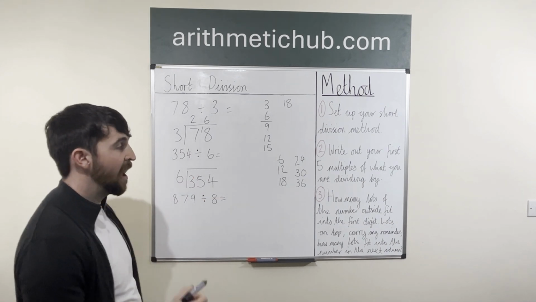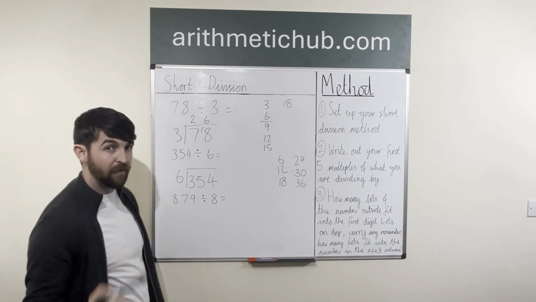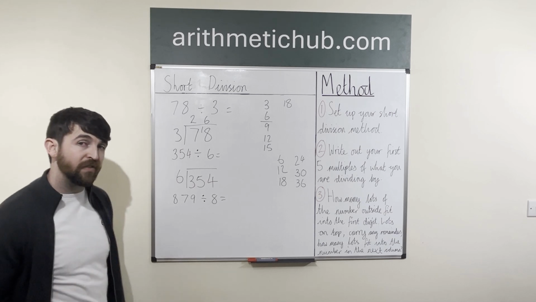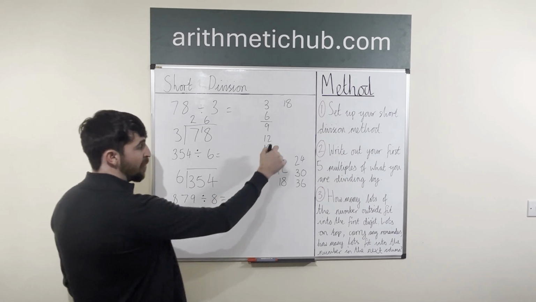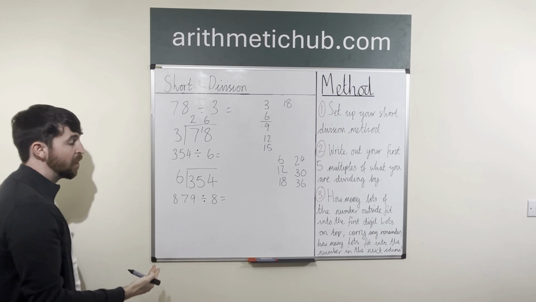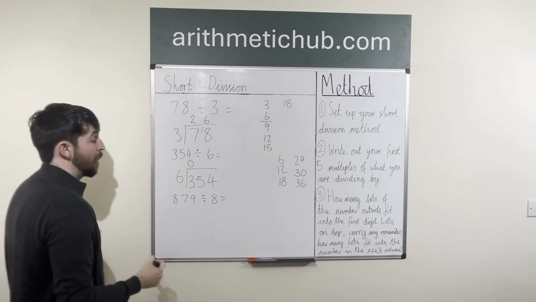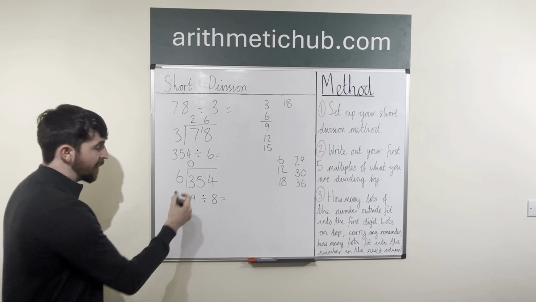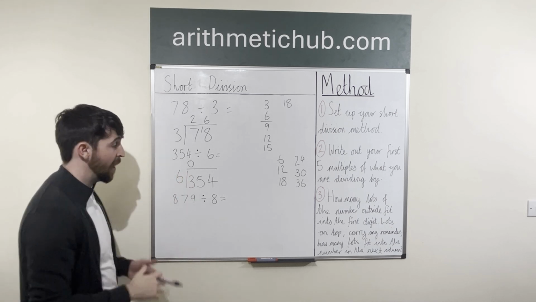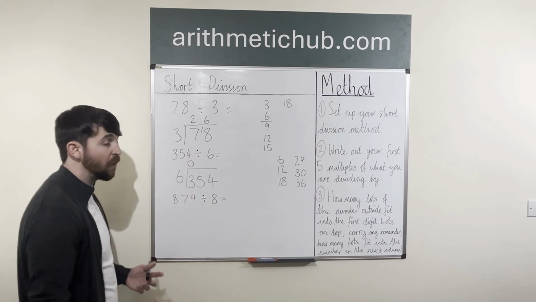So, the first thing says, how many lots of the number outside fit into the first digit? And here's our first problem, isn't it? Because 6 is bigger than 3. So no lots of 6 are going to be able to fit into 3, because 3 would be before 6 over here, wouldn't it? 3 is not as big as 6. So what that means is no lots of 6 are going to be able to fit into 3. If no lots of 6 fit into 3, then we have a remainder of 3, because we've stopped at 0, and what have we had to add to 0 to get to 3? Well, 1, 2, 3. So we've got 3 remaining.